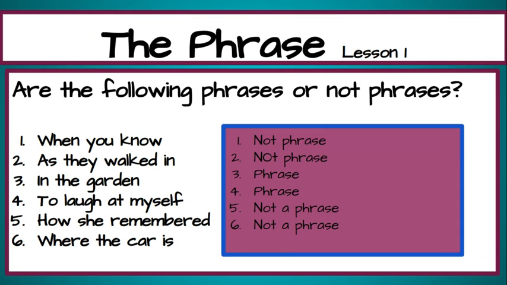How she remembered. This is not a phrase. It's not a complete sentence, but it's not a phrase because you have she, the subject, doing the action of remembering. Again, you have a subject and a verb. It's not a phrase. Where the car is. Again, this is not a phrase because we have the subject, car, and the verb is. So it is not a phrase. Hope you guys did all right with that.